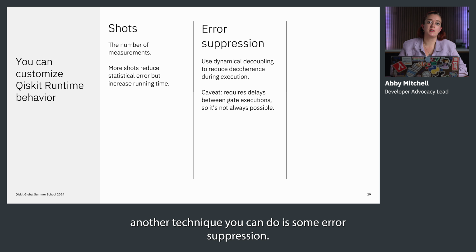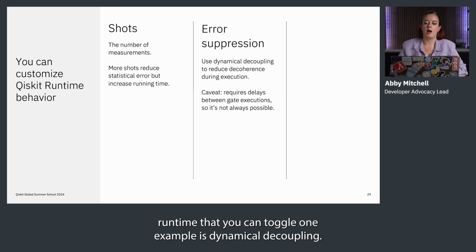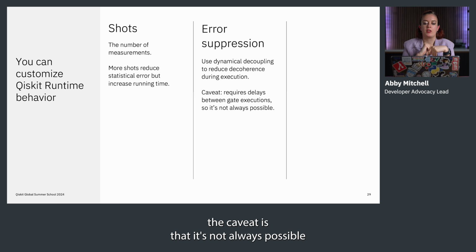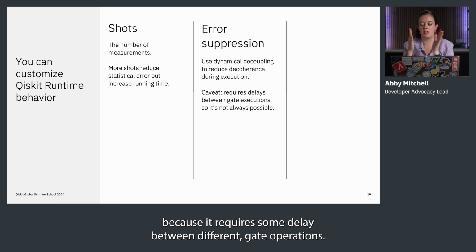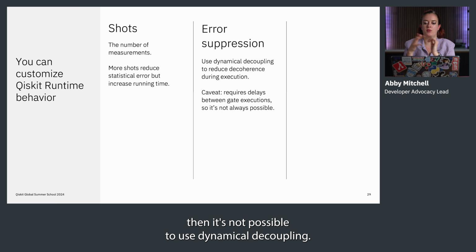Another technique you can do is some error suppression. There are some built-in error suppression techniques within Qiskit Runtime that you can toggle. One example is dynamical decoupling, and what this does is it reduces the chance of decoherence on the qubit itself. The caveat is that it's not always possible because it requires some delay between different gate operations. So if you need to run an operation directly after and you don't have much time between them, then it's not possible to use dynamical decoupling.